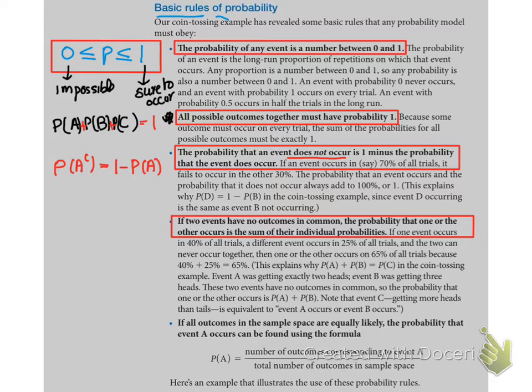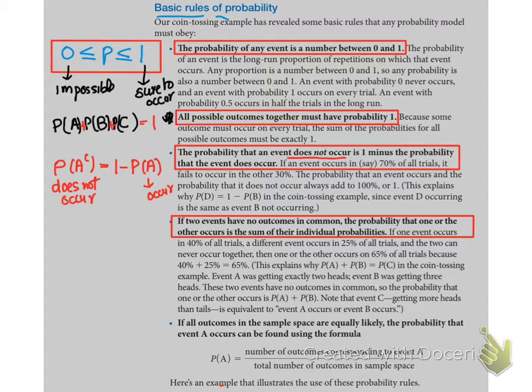So one thing that is "does not occur", that is 1 minus the probability where it occurs. All right, now we have another last one.